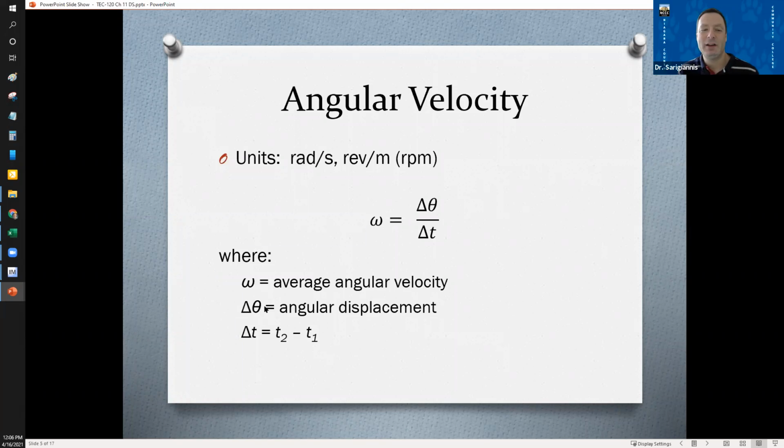Omega. This is this funny looking curvy w. It's a lowercase omega. Average angular velocity is delta theta, the angular displacement we just discussed, over delta t, the change in time. Remember, these are 2 minus 1: angle 2 minus angle 1, time 2 minus time 1.